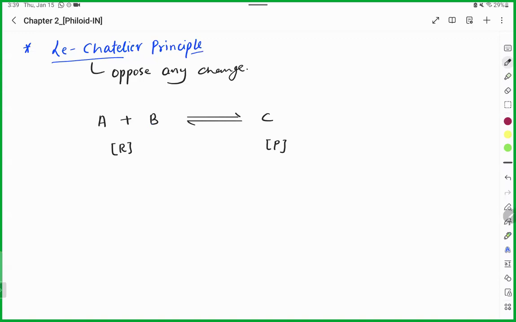If you increase the reactant, what will happen, Chandana? If you increase the reactant, give me one minute.